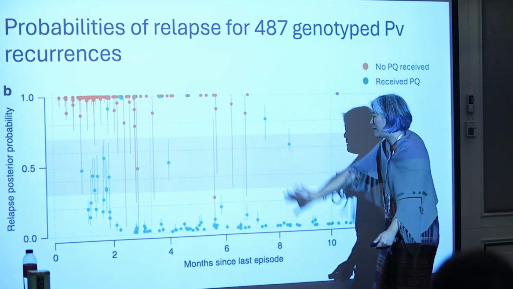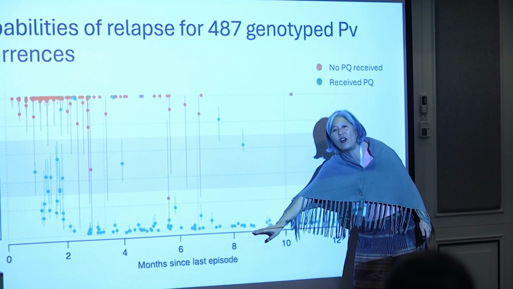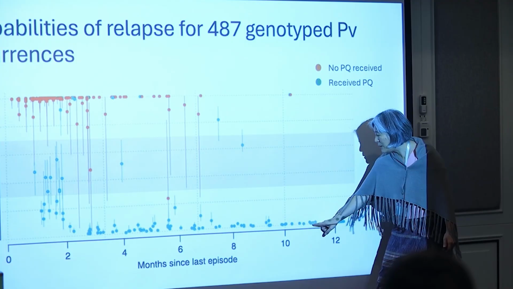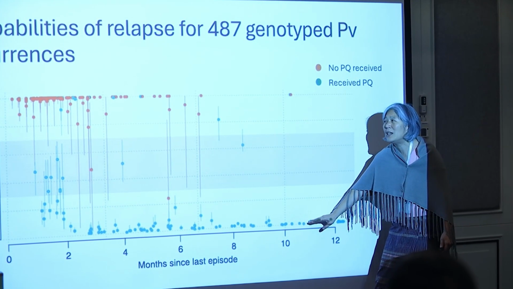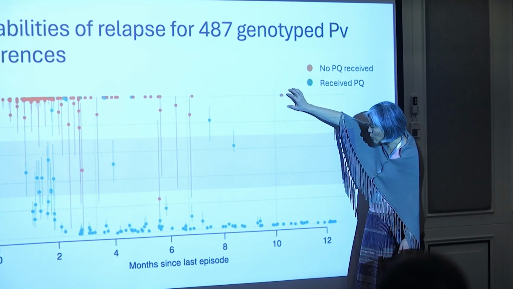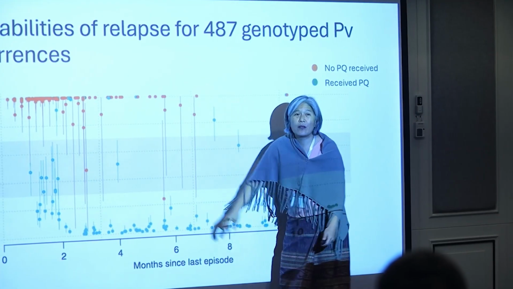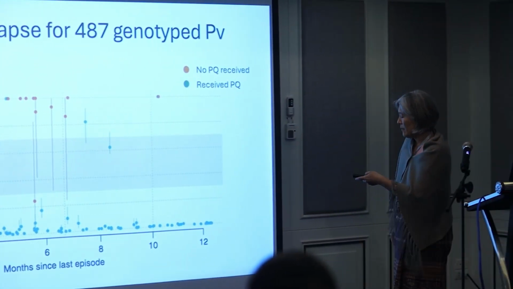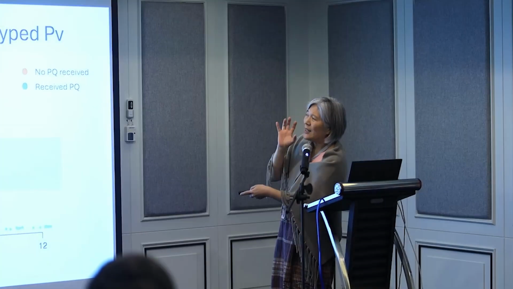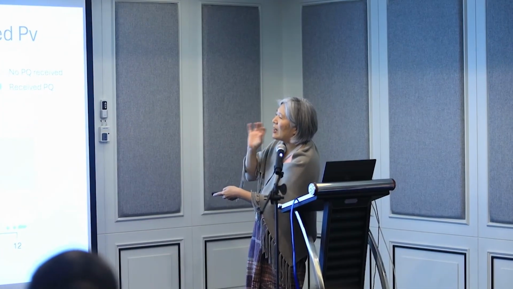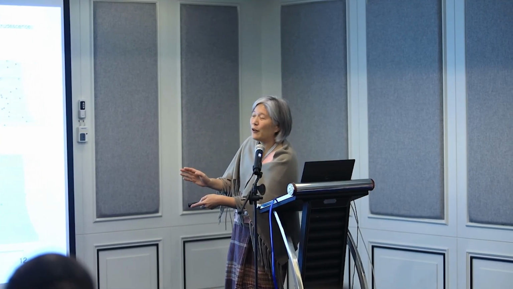So they did this figure, and you can see out here, when you get primaquine, these all have a very, very low probability of being a relapse. 0 probability, this is a relapse. So you see here one after 10 months. Here are some after 6 months. That's where they combined time and genotyping.